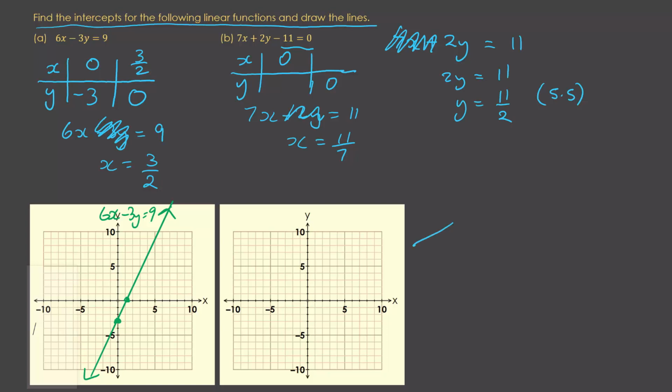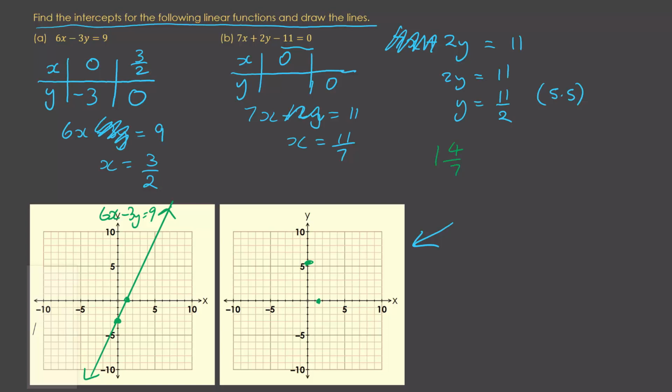And our grid really isn't good enough to draw that accurately, but you often get faced with this situation. So the y-intercept was 11 over 2, 5.5. That's easy enough to put on there with reasonable accuracy. 11 over 7 is 1 and 4/7. So, well, on this sort of scale, we're just going to have to pop it somewhere in the middle there.